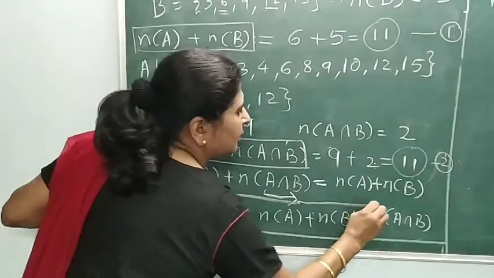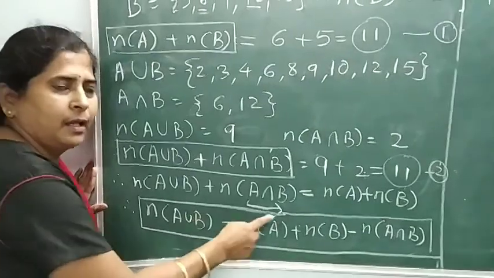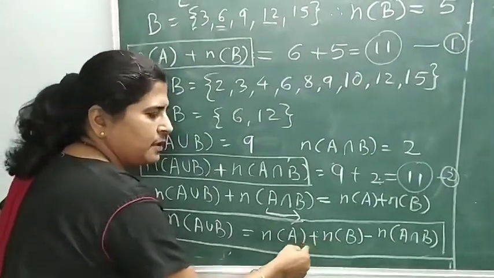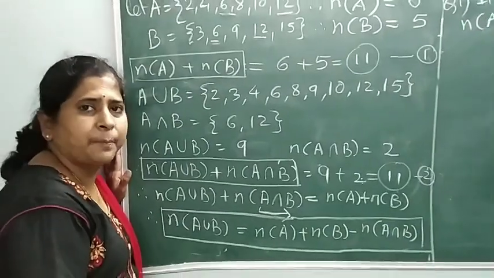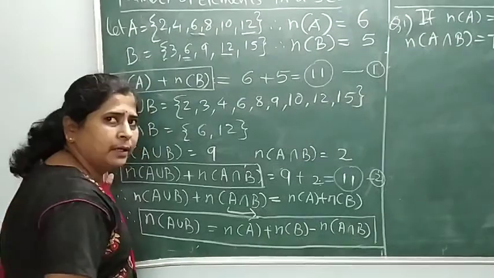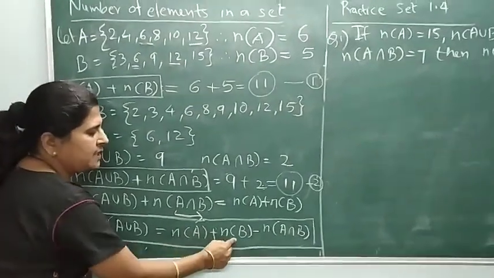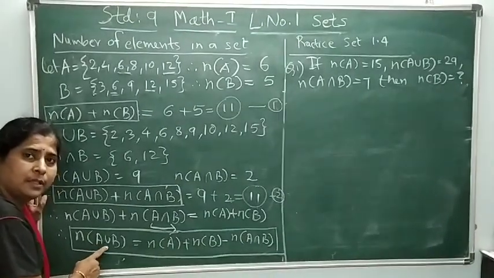It means for the given two sets, how many elements are in the union? Whatever the individual numbers in the different sets, from that subtract the number of elements in the intersection, because the intersection is common and here it has come twice. So if we subtract it once, we get the number of elements in the union.